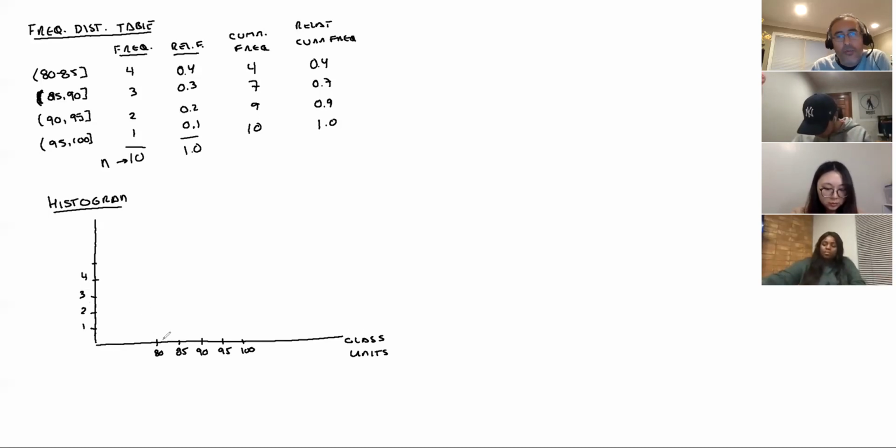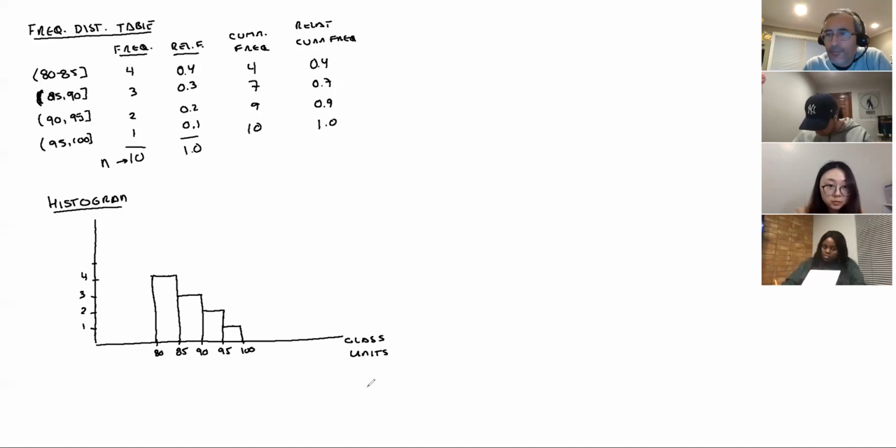And then I say, from 80 to 85, I have 4 observations. So basically, I do this. From 85 to 90, I have 3 observations. From 90 to 95, I have 2. And then I have 1 in here. Make sense to you? So this is what is called the histogram.